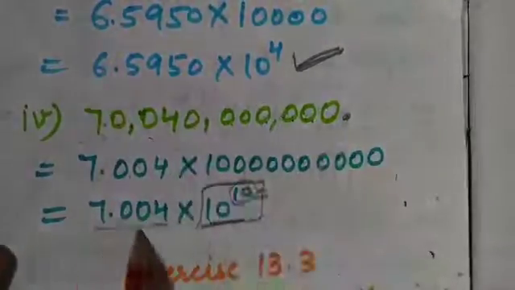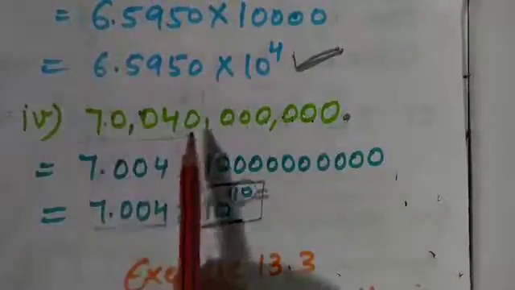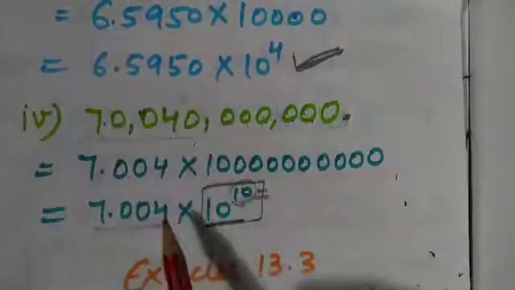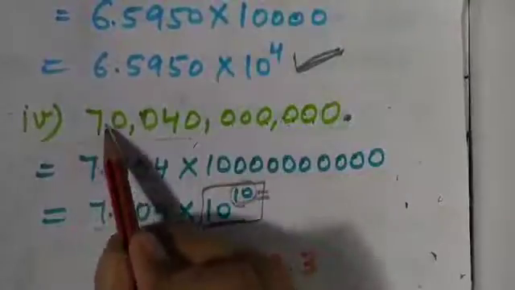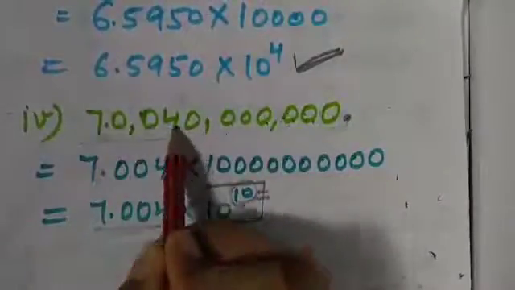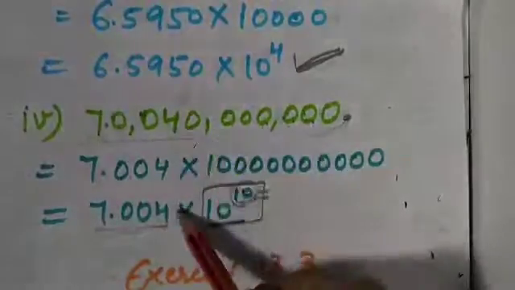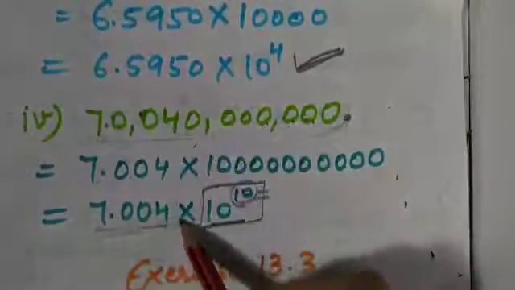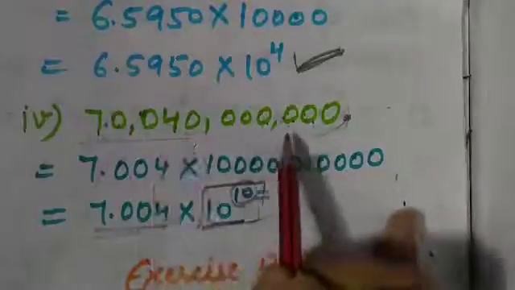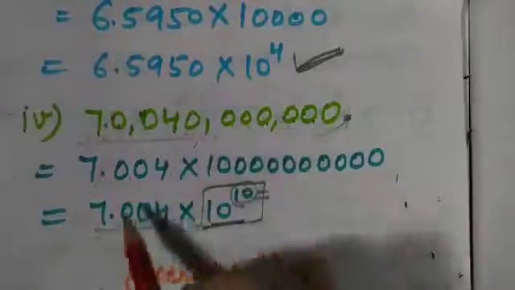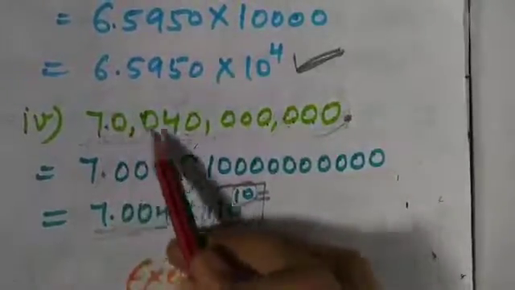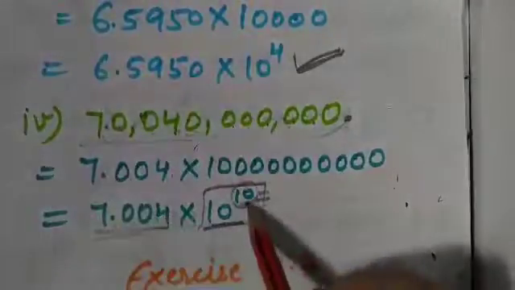Now come to the first number. I have to express this number between 1 to 10. So that will be 7.004. If you want to write these 0s, you can also write them, but after the decimal we don't give any importance to 0. So it will be 7.004 into 10 to the power 10.